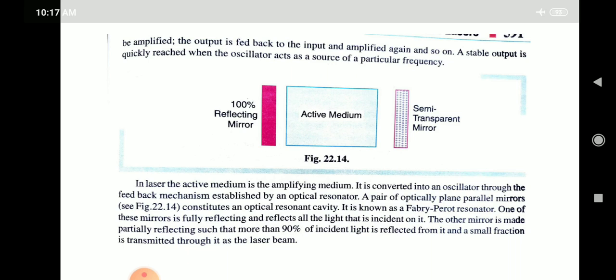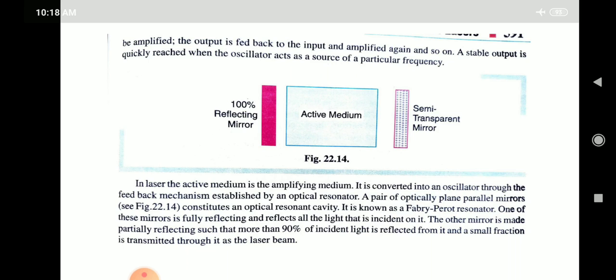This is the diagram as shown, where the active medium is surrounded by a reflecting mirror and a semi-transparent mirror. After a number of multiple reflections, the ray comes out through the right-hand side mirror, which is partially transparent, and an amplified beam of light is obtained. In laser, the active medium is the amplifying medium and it is converted into the oscillator.